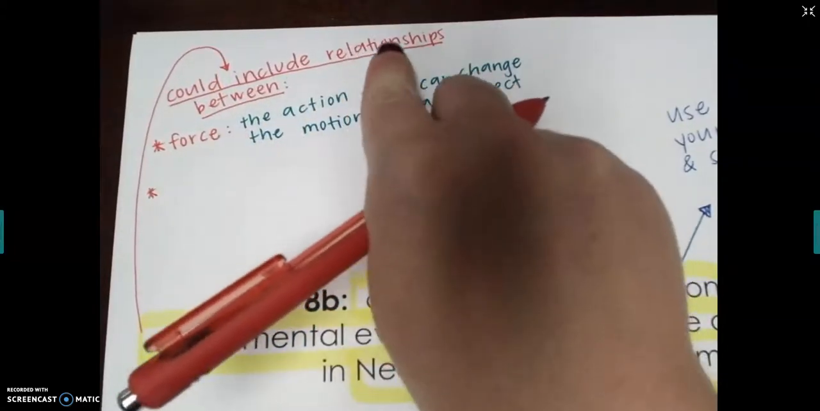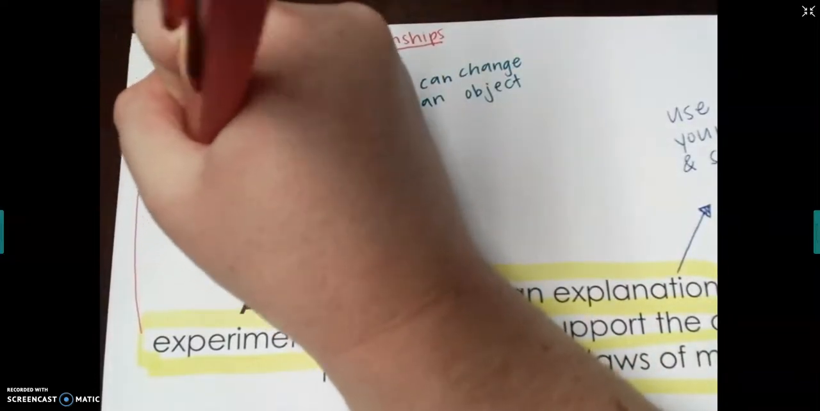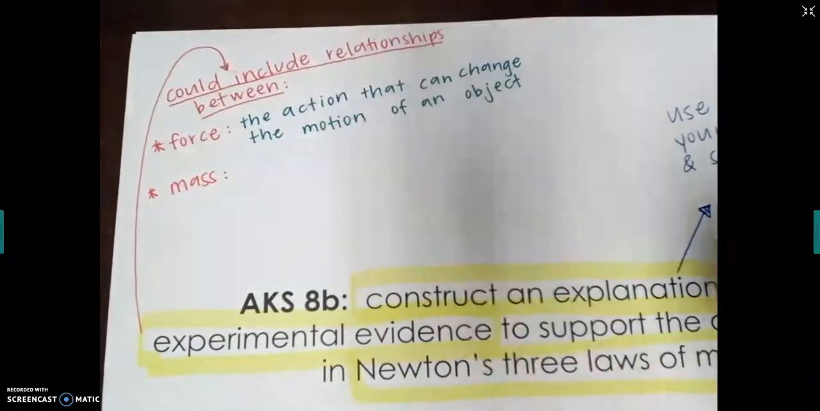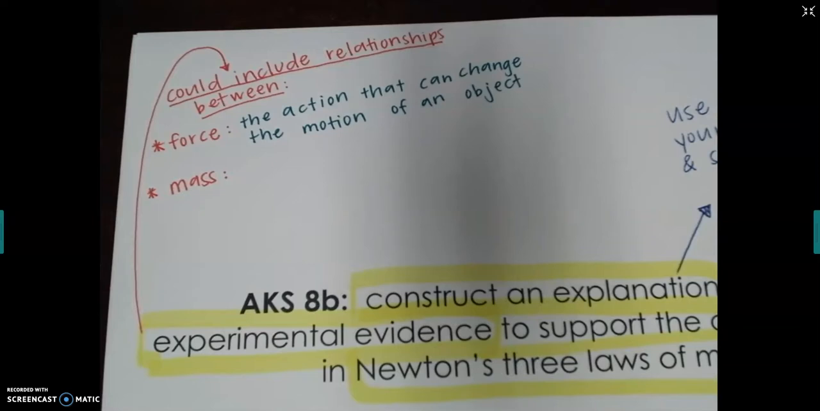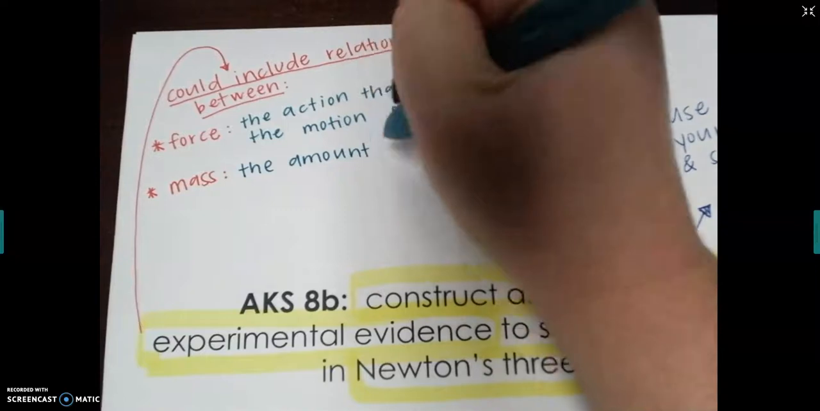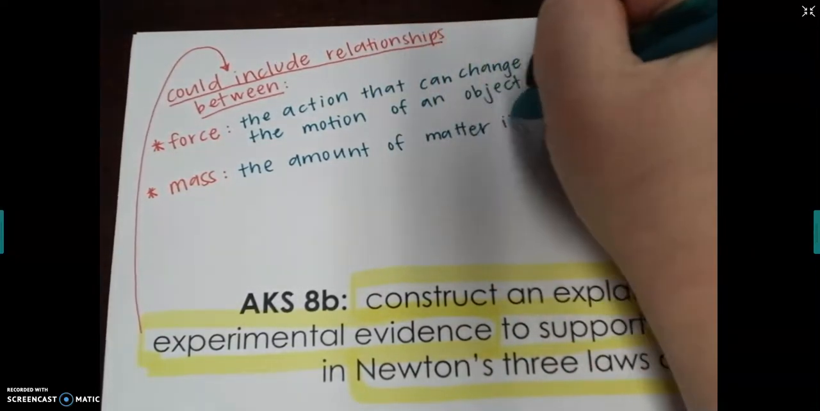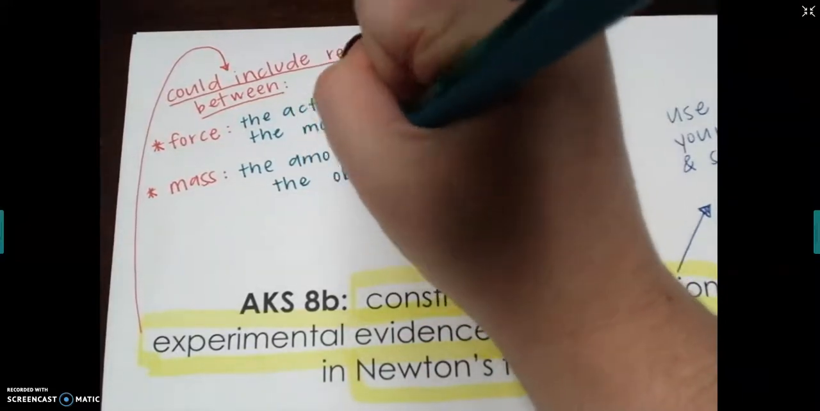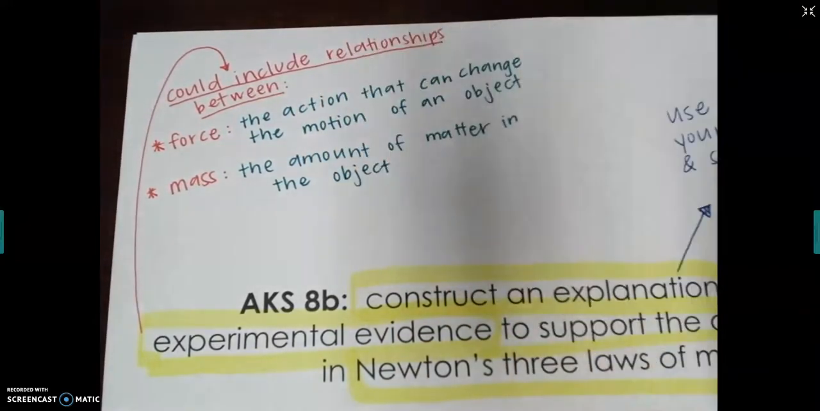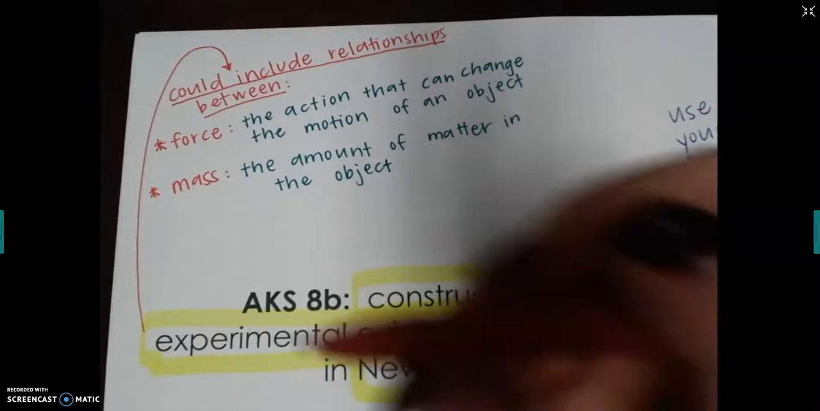Our second factor that we could consider a relationship to show that evidence with would be the mass of the object. And the mass is going to be the amount of matter in the object. How much stuff is the object really made of?